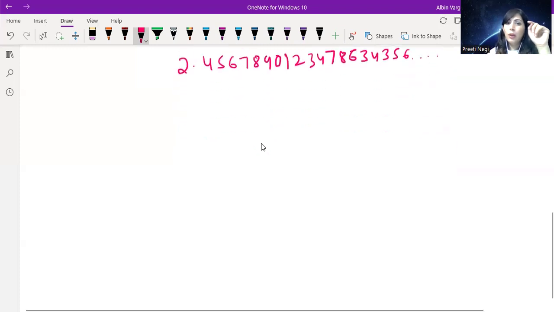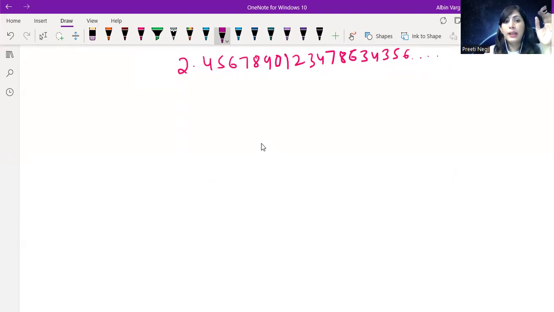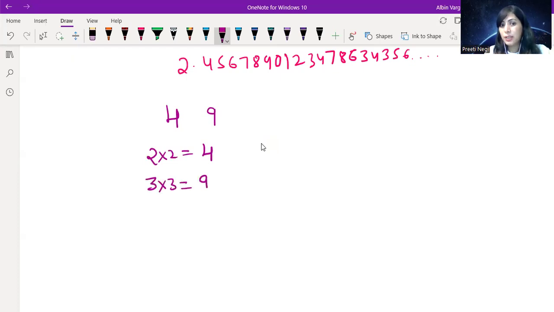One more thing, numbers which are not a perfect square. Like 4 is a perfect square, 9 is a perfect square. What is a perfect square? Perfect square means which is a square of any number. Like 2 times 2 is 4, 3 times 3 is 9. So these are numbers which are the square of some other number. Like 16 is a square, 4 times 4. 25 is a square, 5 times 5.